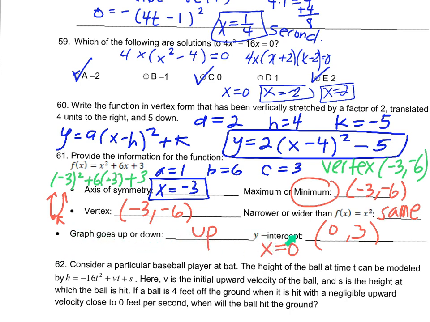And to find the y-intercept, I need to plug in x equals 0. Now that's pretty easy, because if I plug in 0 here, I'm going to get 0. If I plug in 0 here, I'm going to get 0, and 0 plus 0 is 0, and then plus 3 is 3. So that means my y-intercept is 3. Now I plugged in x equals 0, so that means that my x spot is 0. So my y-intercept is 0, comma 3.